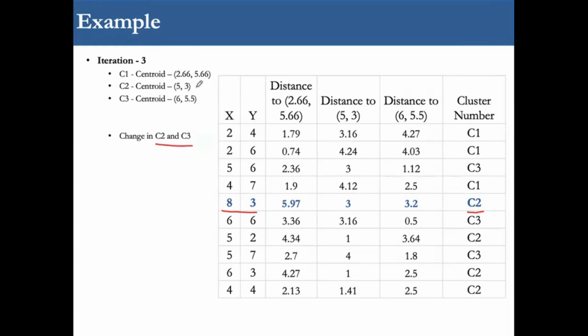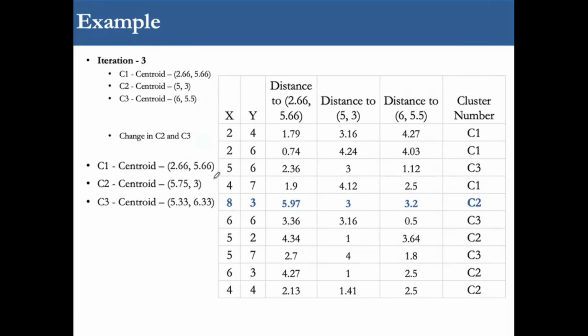So again we need to compute the centroids for cluster 2 as well as cluster 3. Why? Because there is a data point which has moved from C3 to C2. So there will be a change in the average value. So we will be recalculating these two things and we get new center points. These are the new centroid points or cluster centers. Now again we need to move to the next iteration.